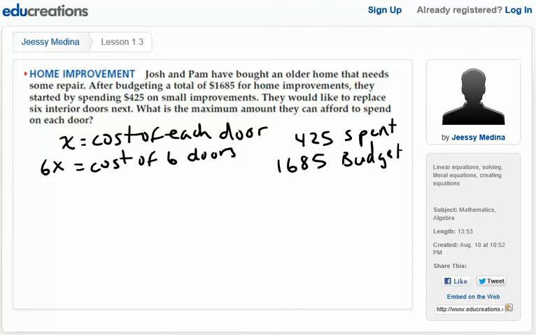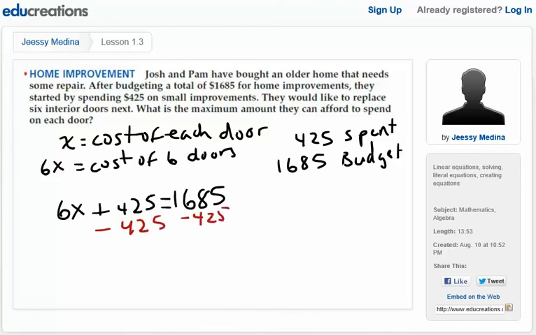So the maximum amount that they can spend, the total amount of money, is basically the amount of money that they can spend on the doors plus the $425 that they've spent, and all that has to be equal to $1,685. And this would be the equation, and then what you would have to do is solve for x. And what we would do here is subtract $425 from both sides. Right, that goes away, and we have that 6x is equal to 1260.